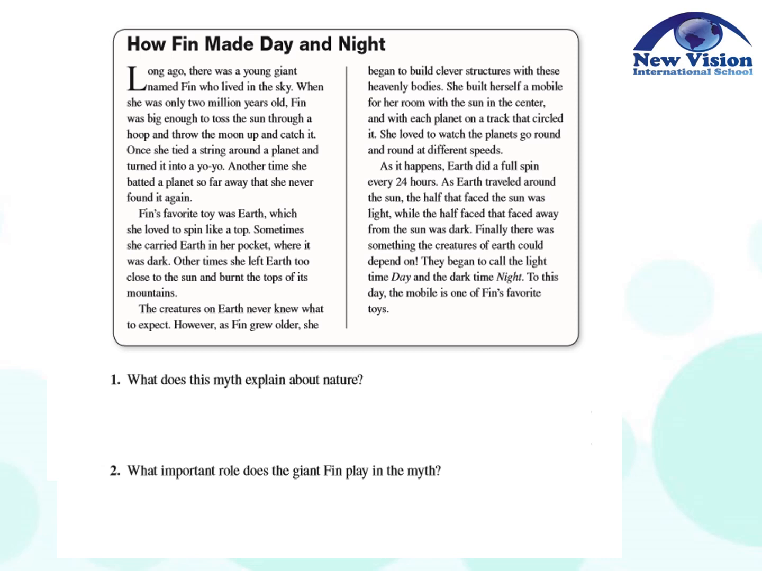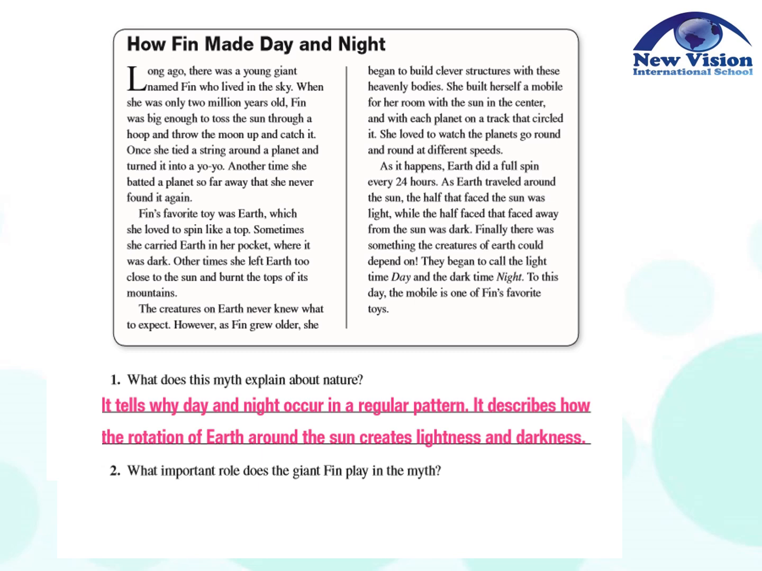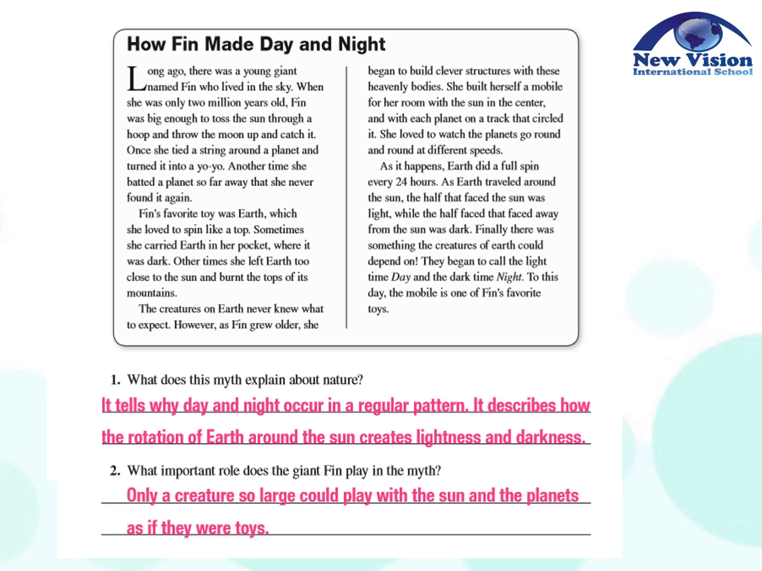Now let's answer the questions. Number 1. What does this myth explain about nature? It tells why day and night occur in a regular pattern. It describes how the rotation of Earth around the sun creates lightness and darkness. Number 2. What important role does the giant Finn play in the myth? Only a creature so large could play with the sun and the planets as if they were toys.